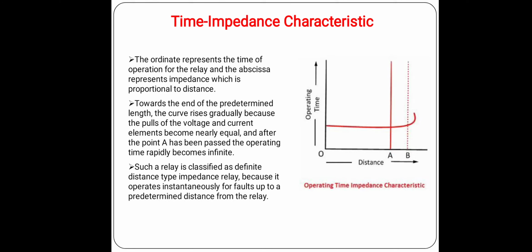And the current elements become nearly equal. After point A has been reached or passed, the operating time rapidly becomes infinity. Such a relay, due to this type of time impedance characteristic, is classified as a definite distance type impedance relay, because it operates instantaneously for faults up to a predetermined distance from the relay. The quality of protection provided by the distance impedance system is superior to that provided by the overcurrent relay.